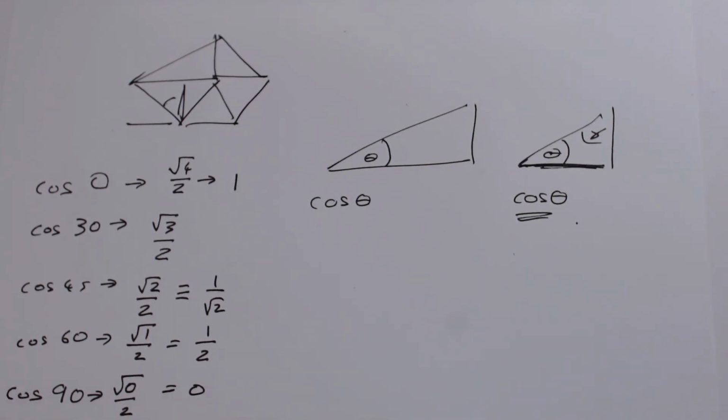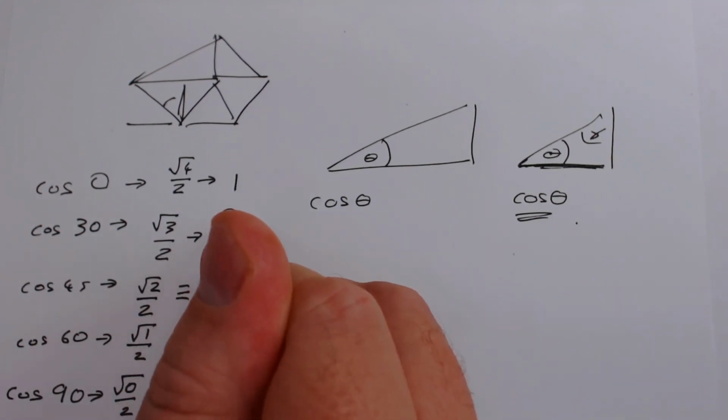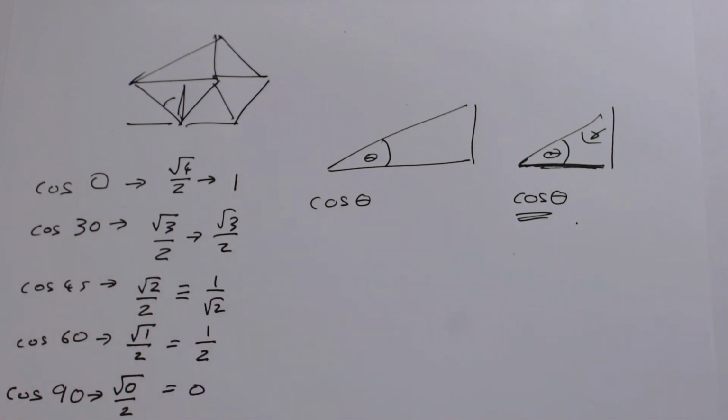So there you go. There's my set of special irrational numbers. So when I see a cos 30, I'm going to use a root 3 over 2. When I see a cos 45, I'm going to use a 1 over root 2, or maybe I'll use a root 2 over 2. When I see a cos 60, I'm going to use half. When I see cos 90, I will use 0. Okay, that's my little way of remembering what values to use for the coses.